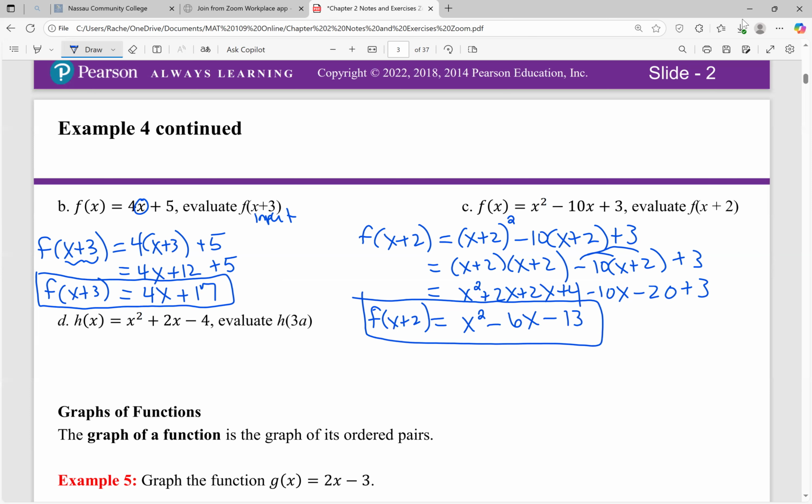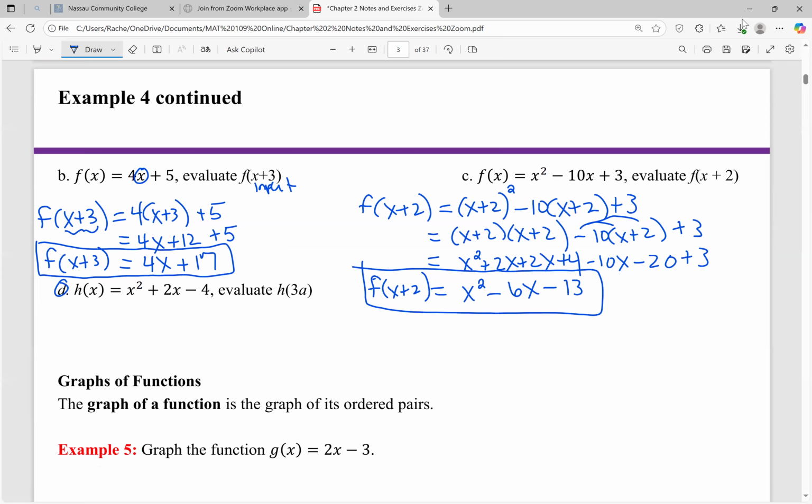Let's do one more. We'll do D. So D says h of x, and we don't always have to call the function f. Like in this case, it's called h. So h of x is equal to x squared plus 2x minus 4. And we want to evaluate h of 3a. So what's the value of the function if we input 3a in for x?